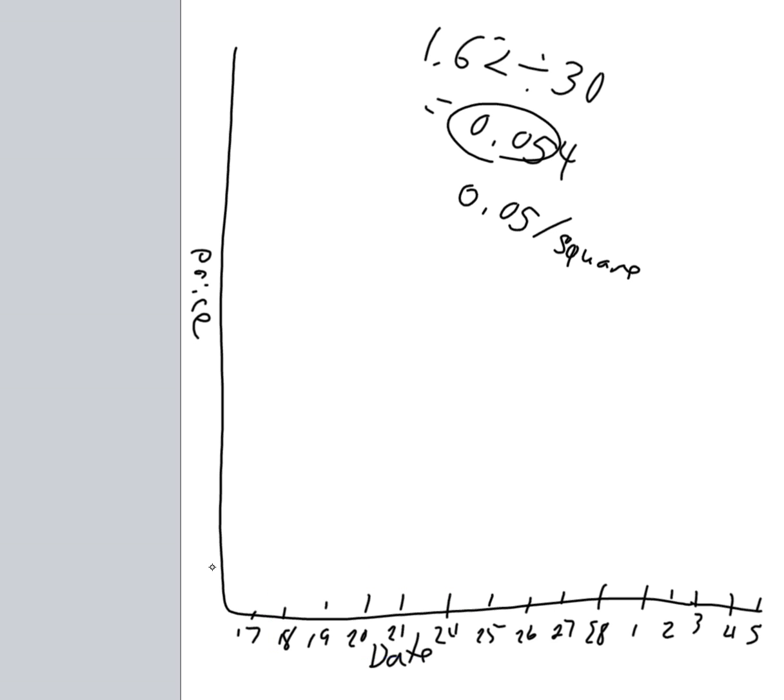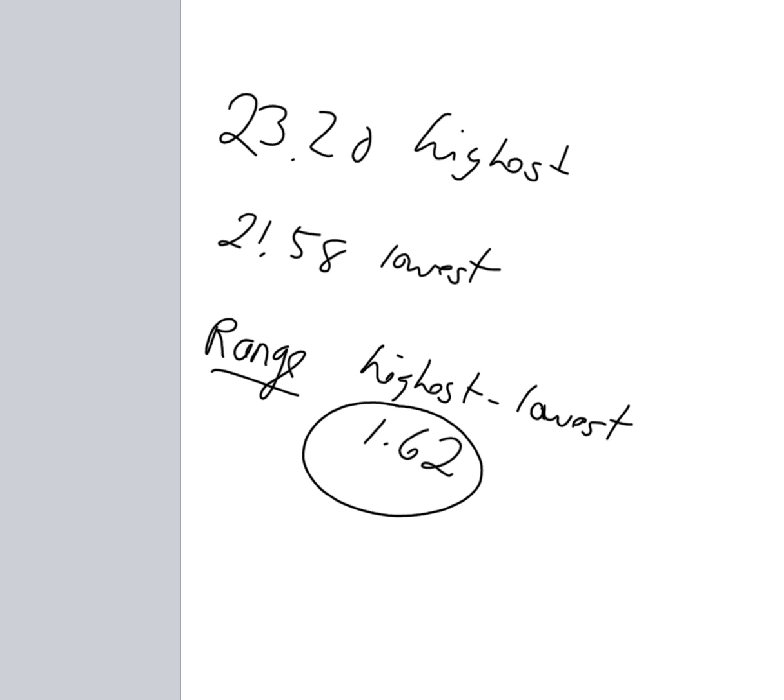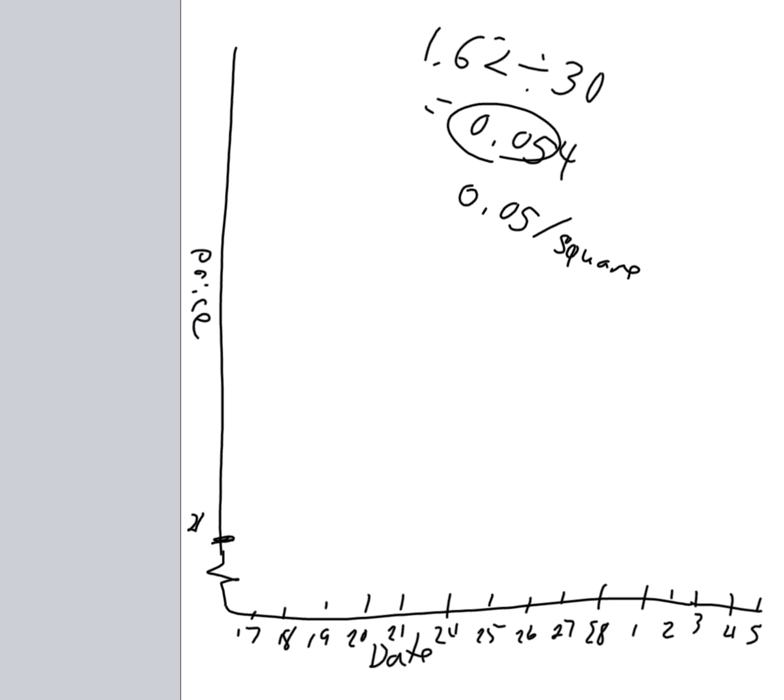Remember to use a lightning bolt to show skipping. And my first one is going to be, what's my minimum? 21.58. So I'm going to choose 21.55. Then my next one will be 21.60. Then 21.65. Then 21.70, and so on. I'm going to go up 5 cents each time. Now, obviously, I'm spreading them out a lot, but I would keep going until I get to, what's my highest? 23.20. So I'll probably go as high as 23.25. And I'm going to have a lot in between.